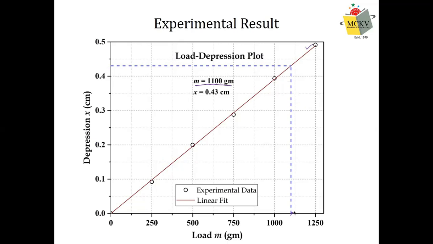So we are using a dash line at 1100 grams. So this is the position of 1100. At that point, we are drawing a dash line. This dash line intersects this regression line. At this point, again, we draw a horizontal line which intersects the y-axis at this point. Now, if we measure this point position, it comes out to be 0.43 centimeter. So, for an arbitrary load of 1100 gram, the depression comes out to be 0.43 centimeter. So, our measurement is completed.